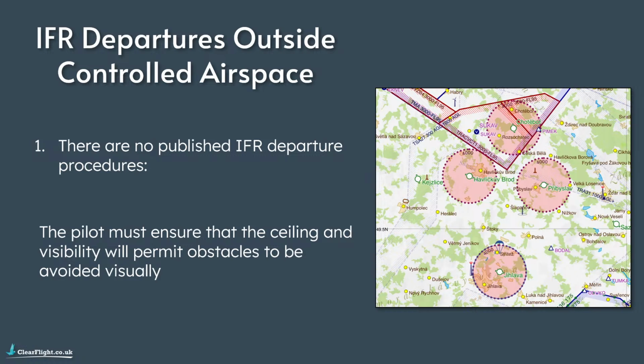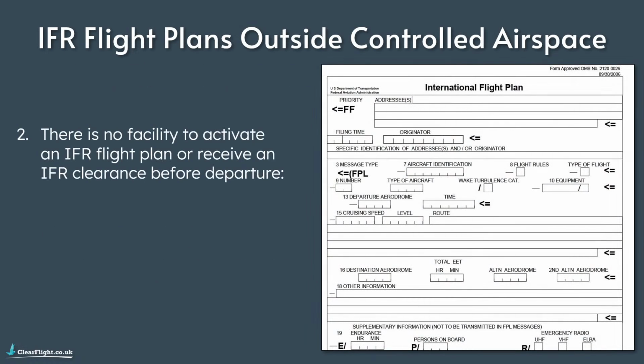So in reality, what you're doing here is initially departing VFR, and then once you're airborne, you're becoming IFR at some point. So it's during that initial VFR portion after takeoff where you need to be able to visually avoid any obstacles or terrain. And the second problem we've got with IFR flights outside controlled airspace is that there's no way for you to activate an IFR flight plan and receive your IFR clearance before your departure.